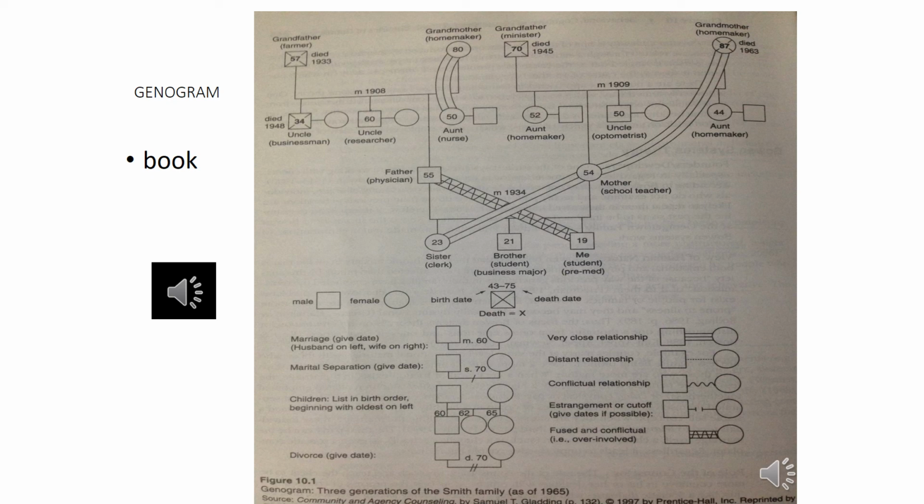The fifth type is the fused or conflictual relationship, indicating that the relationship is enmeshed. It's a combination of a very close relationship and a conflictual relationship. That is why there are three straight lines as well as a curvy line. And we can see that between 55, that is the father, and me, that is the patient 19, there is a fused and conflictual relationship between the father and the client.